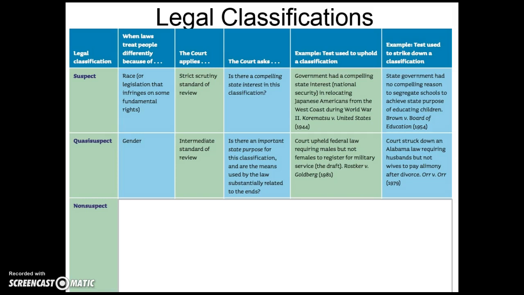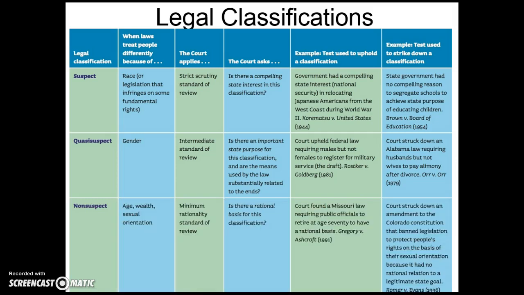And then the lowest class of citizens, in order to determine if they could be treated differently, is called non-suspect, where things like age, wealth, and, according to this chart, sexual orientation, although I would argue that that's changed since this book was written. Those are reasons why it might be more likely to treat people differently, and there only needs to be a minimum standard, a rational basis, in order to treat people differently. So that's kind of the classification piece. This isn't a huge deal for the AP test, but understanding suspect class, strict scrutiny, and compelling state interest, those are all words that you're going to want to know.